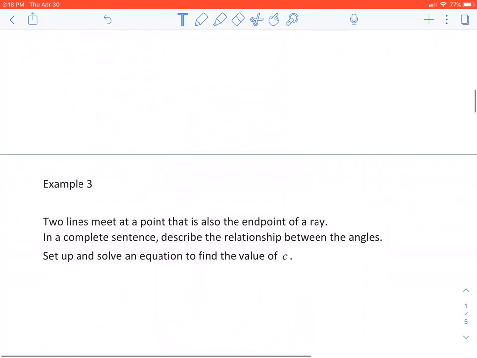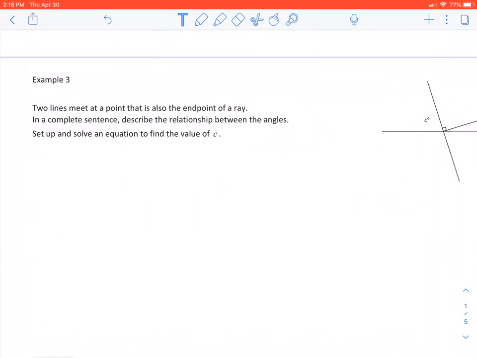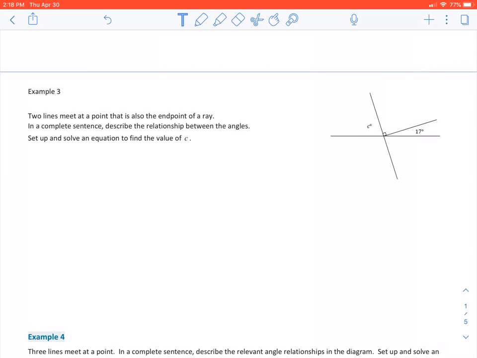All right, moving to example 3. Example 3 says two lines meet at a point that is also the endpoint of a ray. In a complete sentence, we're going to describe the relationship. So here's our angle relationship. Again, I see a box there, so the first thing we should do is write 90 degrees. Okay, here's my straight line. You're always looking for that straight line. There are 3 angles here, C, 90, and 17. So let's write our sentence.